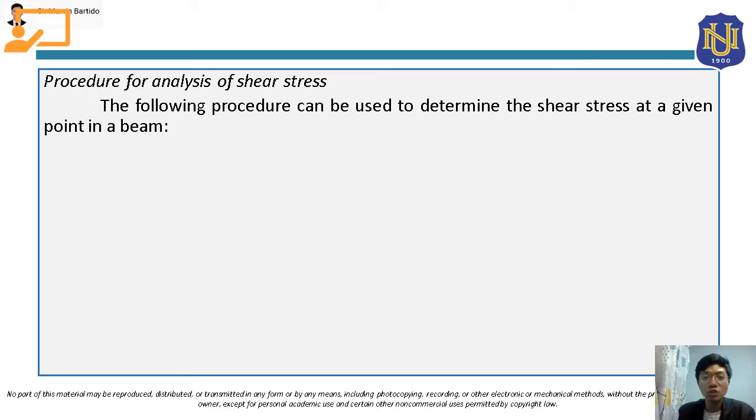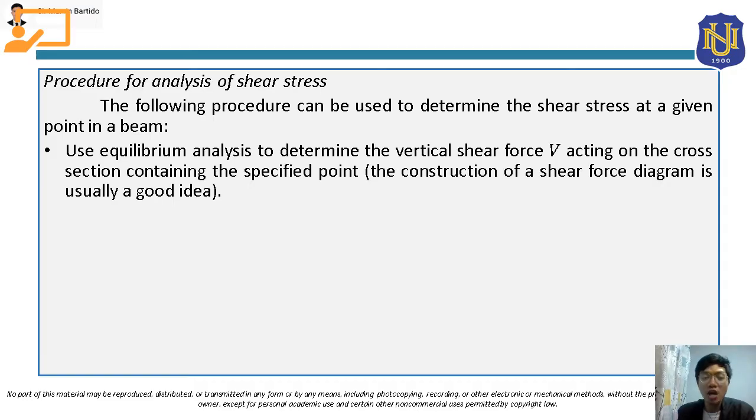The following procedure can be used to determine the shear stress at a given point in a beam. So our first step, we are going to use equilibrium analysis to determine the vertical shear force V acting on the cross-section containing the specified point. So the construction of a shear force diagram is usually a good idea. So syempre class, yung gagamitin nating shear force dito is yung shear force na nag-a-act doon sa point, doon sa beam na kino-consider natin, ha?